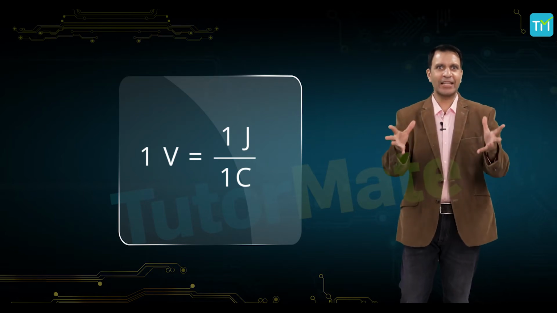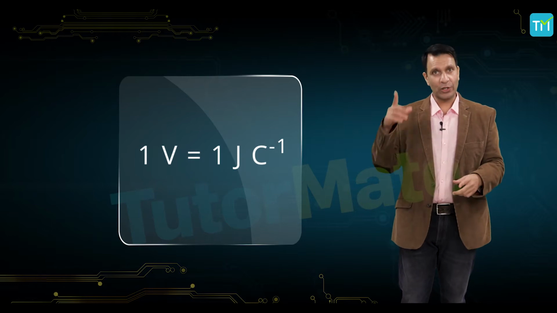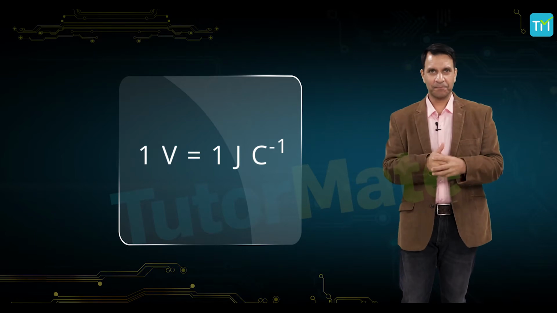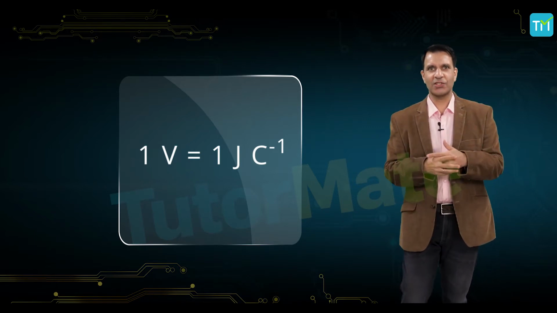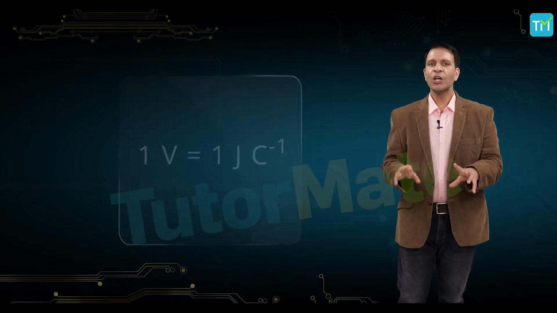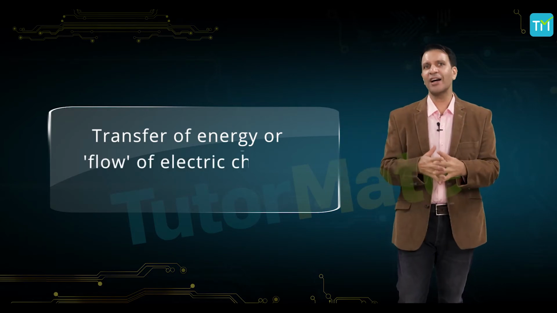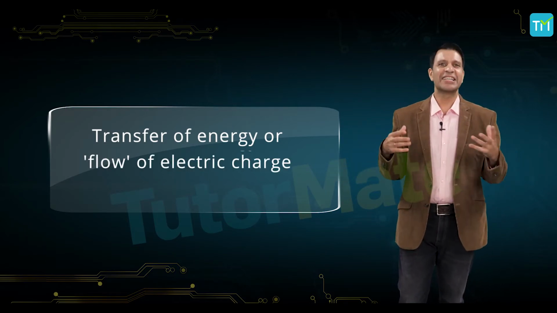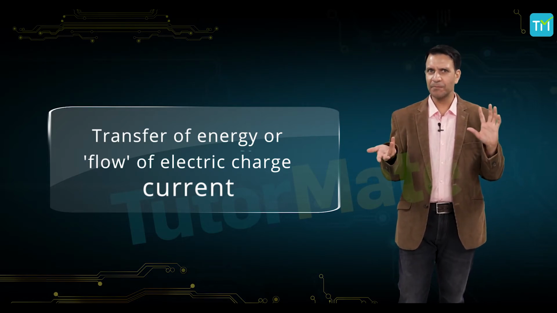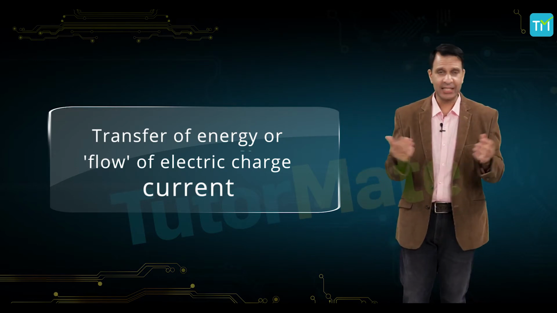Now, if we simplify the above equation, we can get 1 volt is equal to 1 joule into 1 coulomb raised to -1. Since we already saw this in an example, I hope this definition is even clearer to you now. Also, this transfer of energy or flow of electric charge is what is called current. Did I just confuse you with all the new terms? Let's see if taking another example will help us get clarity on these things.